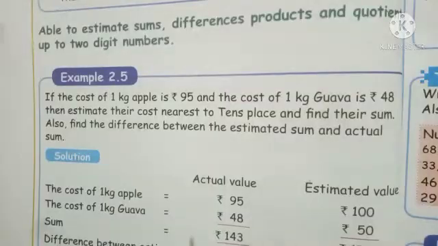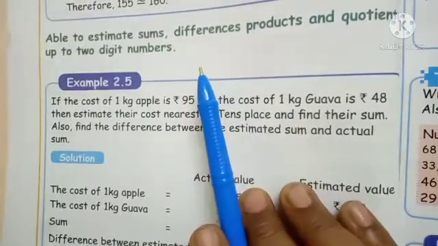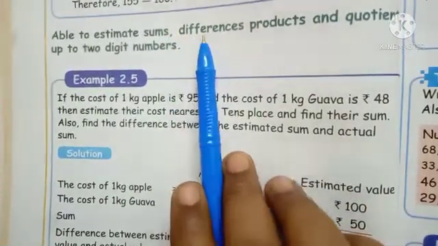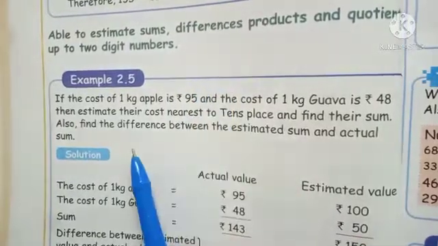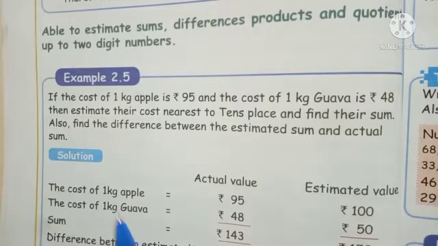Okay, exercise example sums: estimated sum, difference, product and quotient. This is used for estimating values in addition, subtraction, multiplication and division. The 4 methods are used with 2-digit numbers. First one, sum.